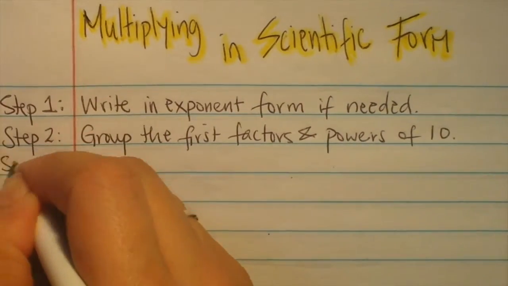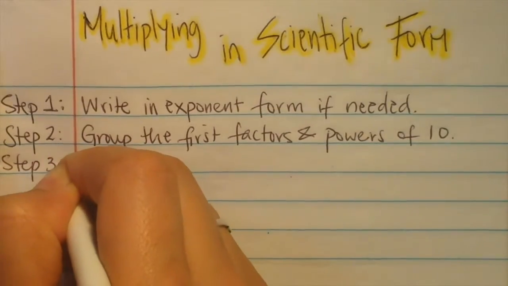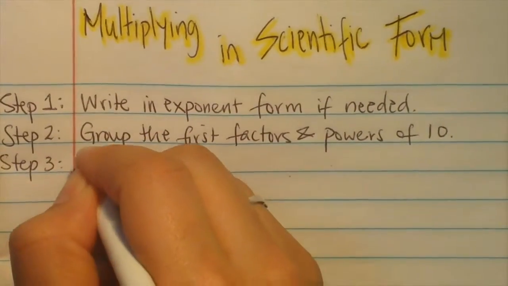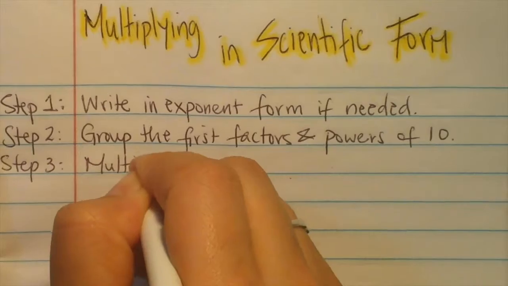Step 3, multiply the integers slash decimals. Multiply the integers slash decimals.